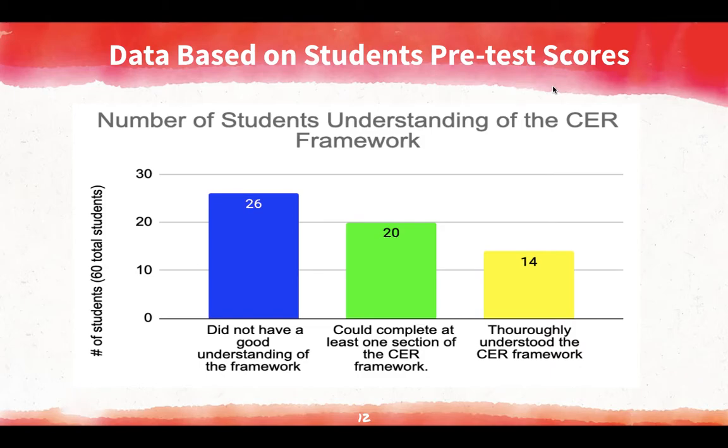Here is a graph of my findings from the pretest. 26 students did not have a good understanding of the framework. 20 students could complete at least one section of the framework, and then it shows that the 14 students thoroughly understood the framework.